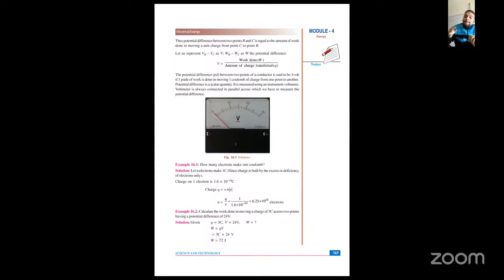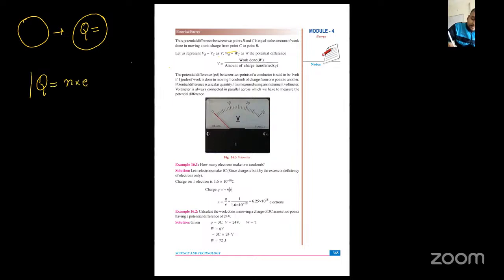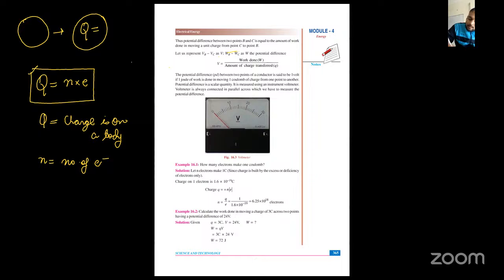Understood? So basically, a body has some charge, remember as Q. There is a formula for finding how much charge is there: Q is equal to N into E, where Q is the charge on a body, N is the number of electrons, and E is the charge of an electron, which is always fixed, 1.6 into 10 to the power minus 19 coulomb.